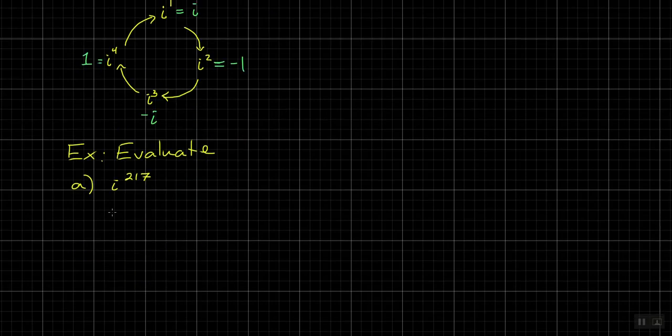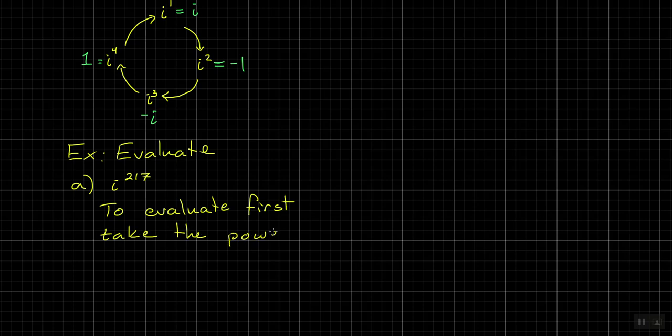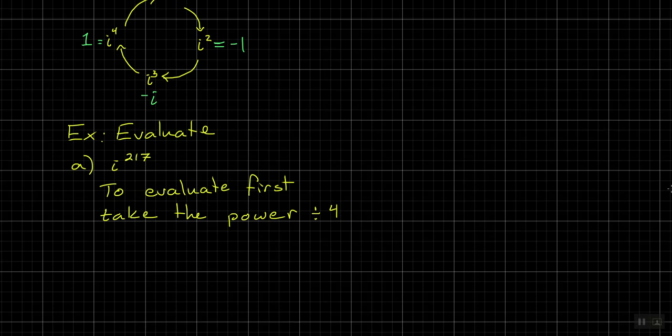To evaluate this, first, take the power divided by, how many steps were there along the way here? 4. Let's take the power divided by 4 and just see what we get. So 217 divided by 4. I know it's not going to go in nicely.